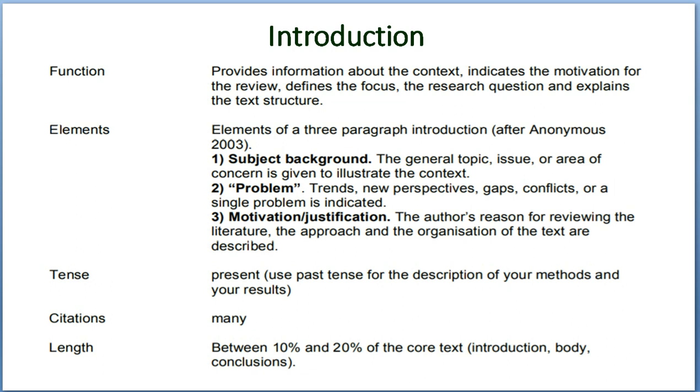So the main element of the introduction is subject background. Then you have to address the problem, trend, new perspective, gaps, conflict, why you are going to write the review paper, then motivation and justification. For example, there is no review on this topic, that's why I am going to write the review. Tense: mostly use present tense. Citation: this is the first part of the review paper where you have to add the references, which are called citations.